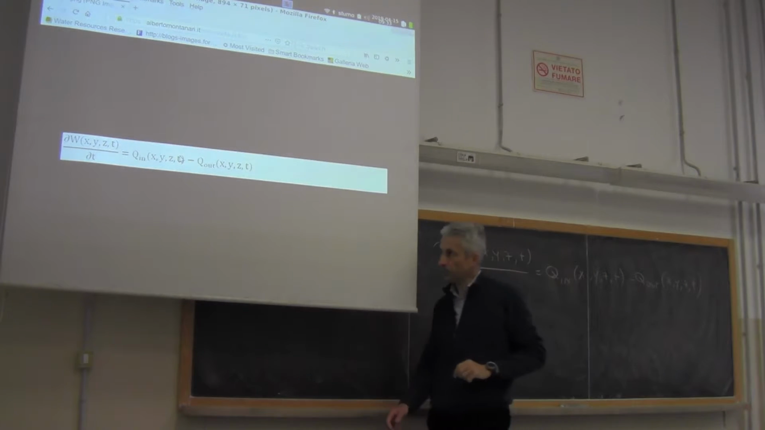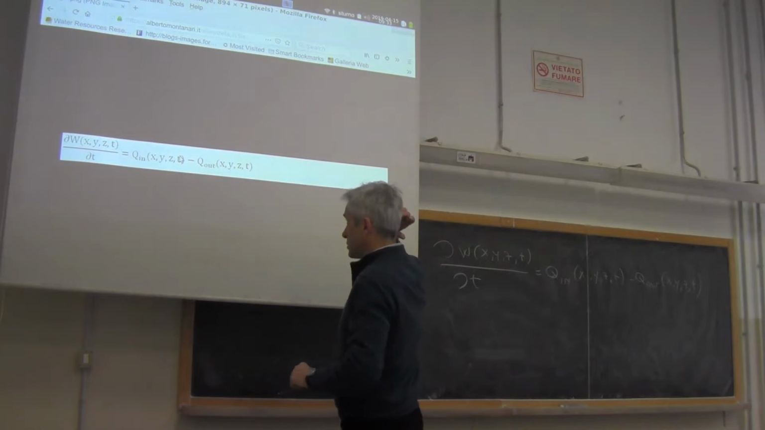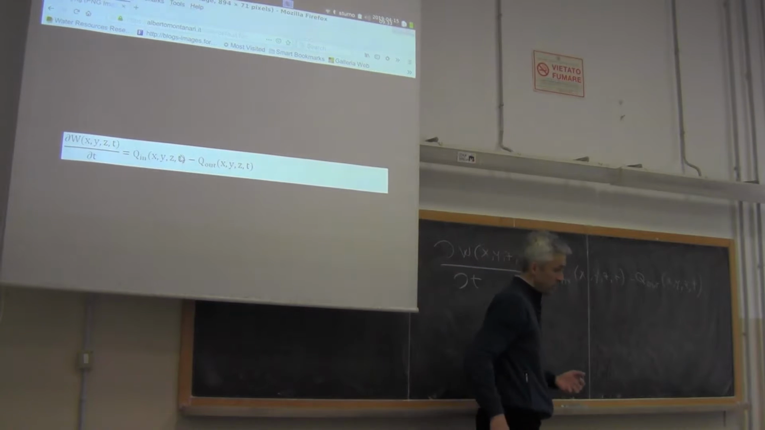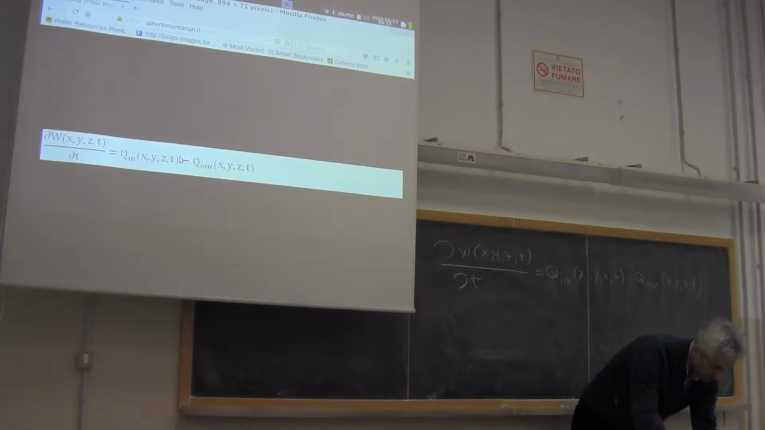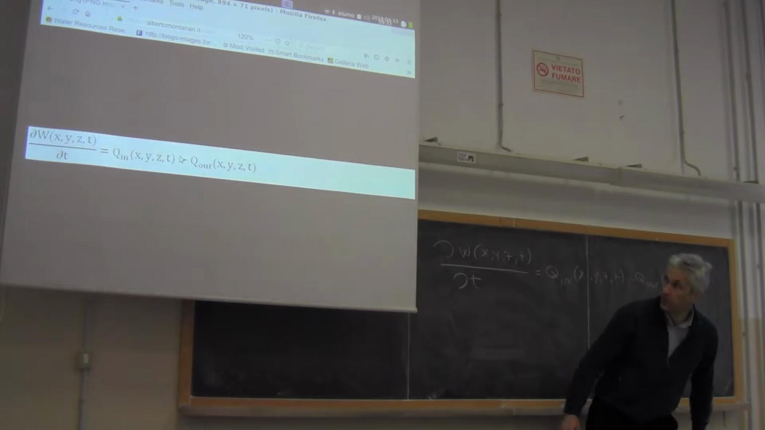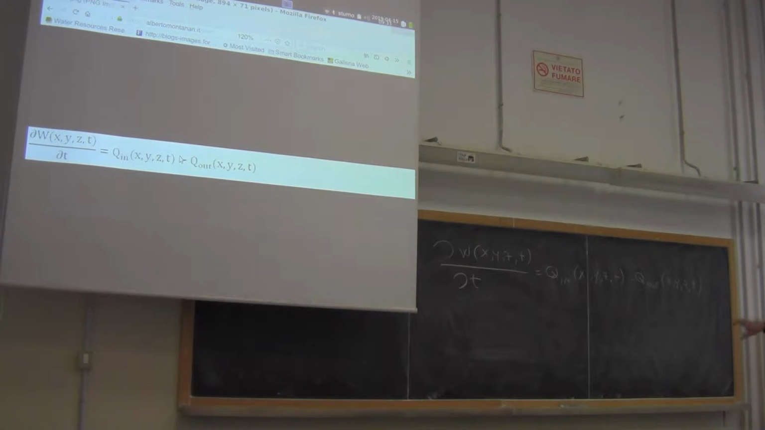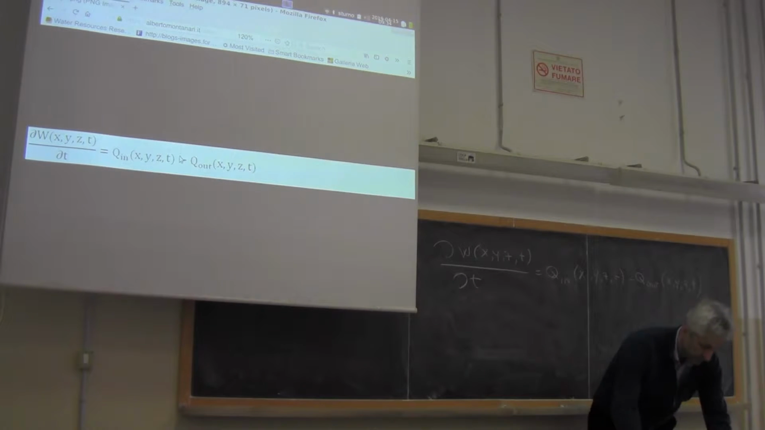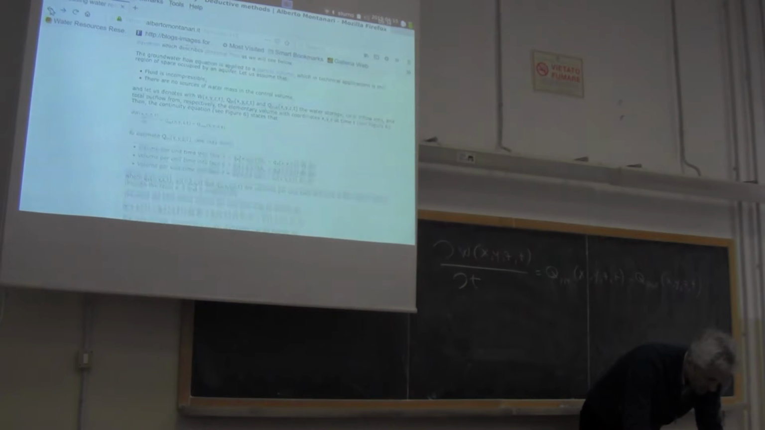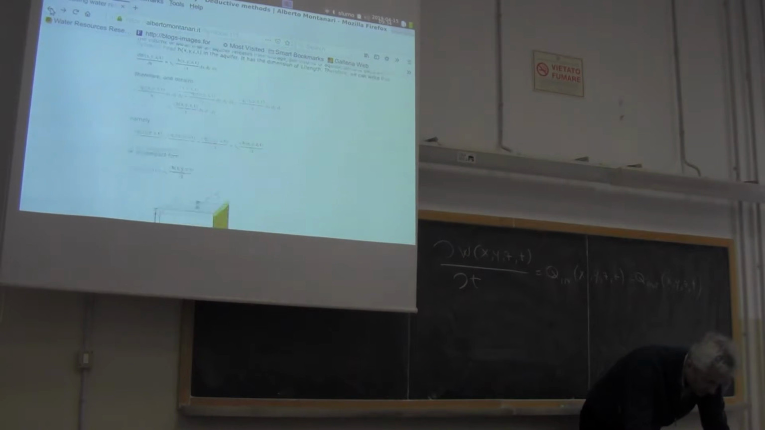Okay. And this is what you can find written here. Now, we have to find an expression for Q in and Q out. And in order to do that, let's refer to a sketch of a control volume, which is here.